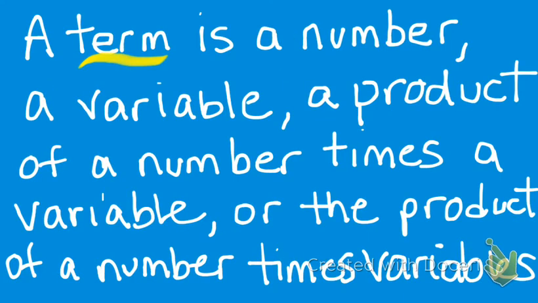Before we get started, we need to understand the concept of a term. A term is a number, a variable, a product of a number times a variable, or the product of a number times several variables.